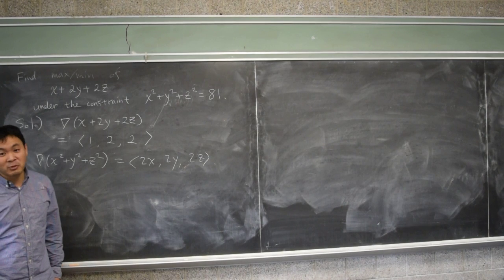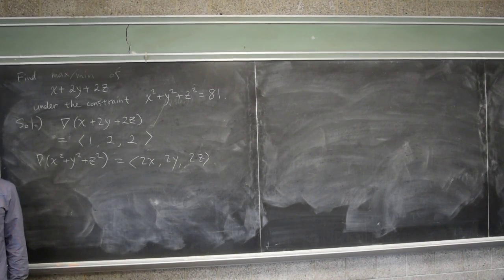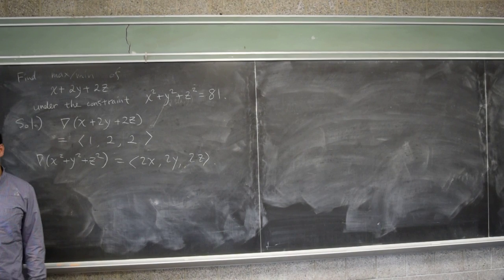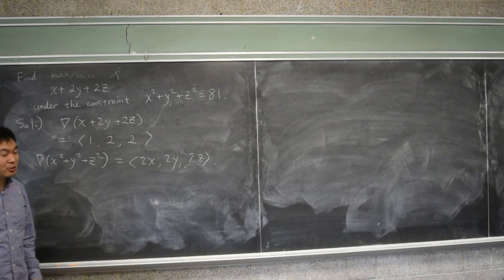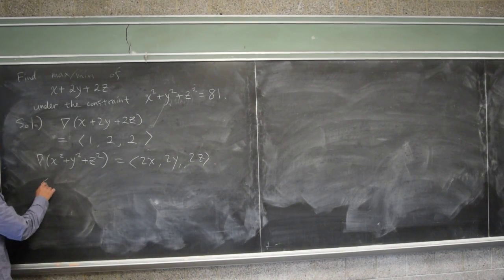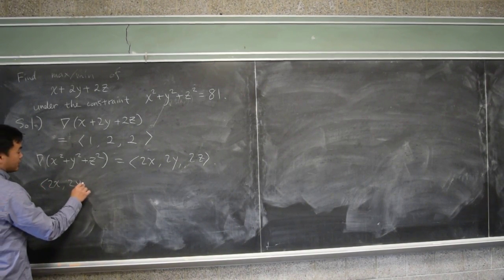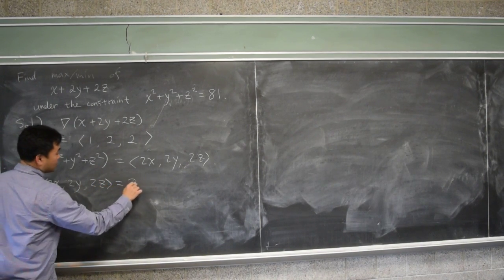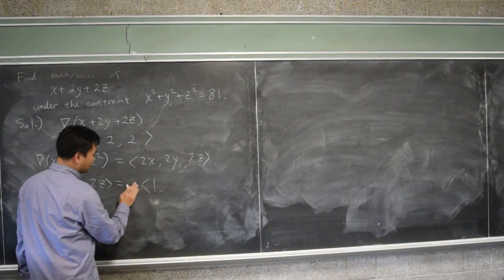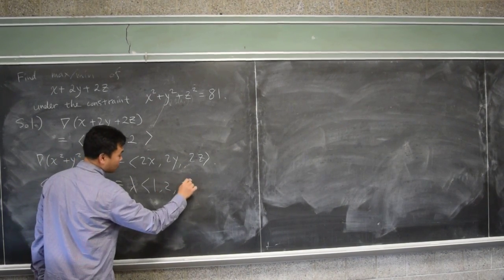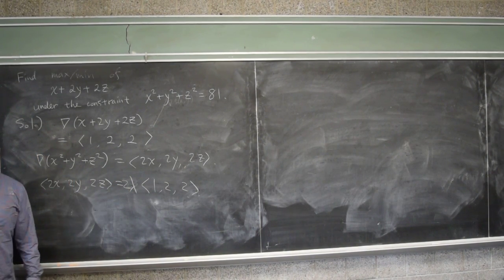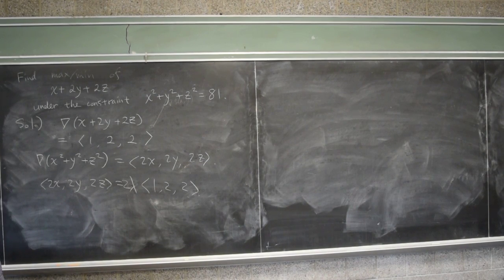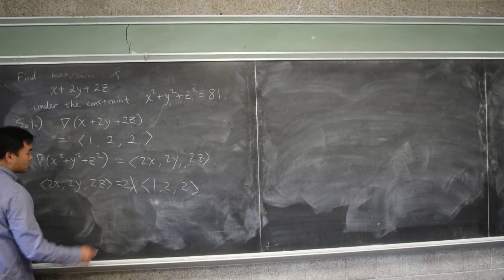So I have to multiply lambda somewhere. Which one do I multiply lambda by, this one or that one? I want to do this one because that gives us a simpler equation. You say 2x, 2y, 2z equals lambda times 1, 2, 2. Let's put 2 lambda here, because that way your x, y and z will be easy to compute.